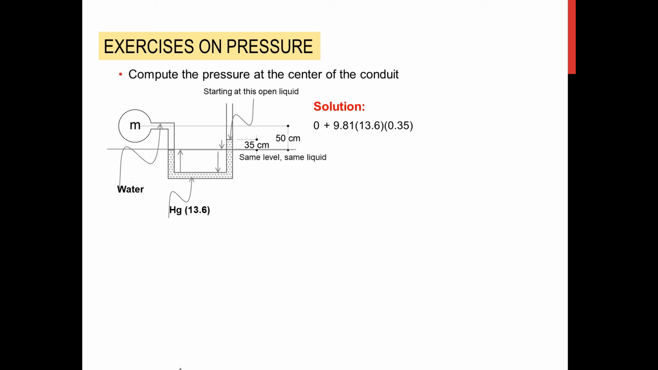So we are on this level now. We further go up towards M, the level of M, and the involved liquid now will be water. So that is 9.81 times S of water, 1, times the head of water, 0.5. And that would equate to the end pressure, PM. PM could be readily computed equivalent to 41.8 kilopascals.